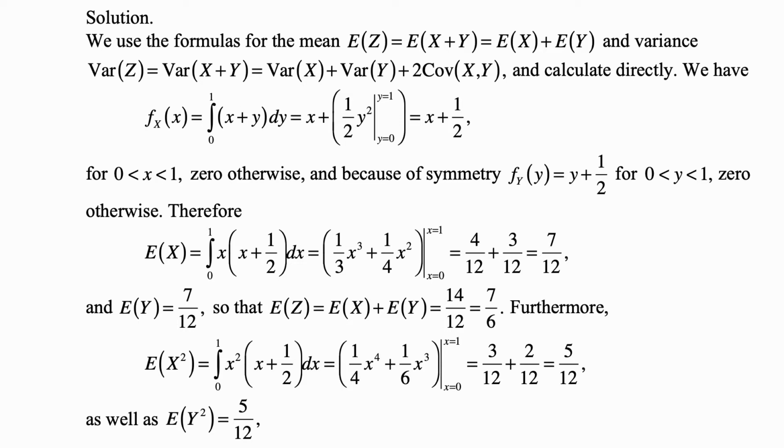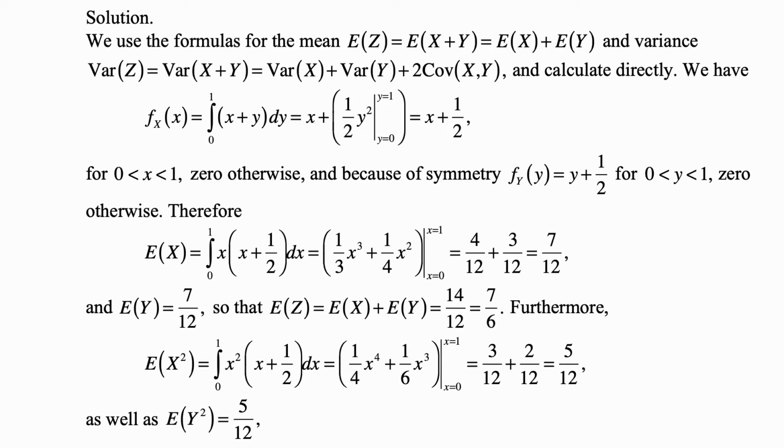We have f sub x of x equal to the integral from 0 to 1 of x plus y dy, so over all possible values of y, and it's the joint density that we integrate. And that's x plus 1/2 y squared evaluated from 0 to 1, so it's x plus 1/2, for x between 0 and 1, 0 otherwise, of course. And because of symmetry, f sub y of y is y plus 1/2 for y between 0 and 1 and 0 otherwise. Therefore, E of x is the integral from 0 to 1 of x times x plus 1/2 dx.